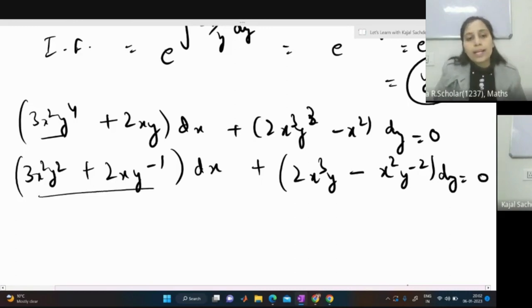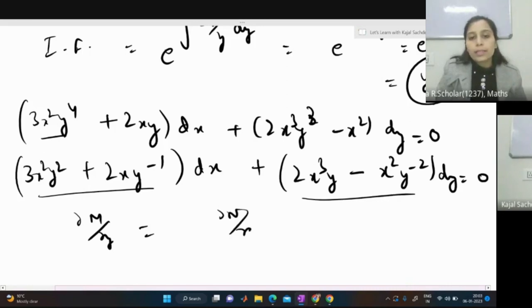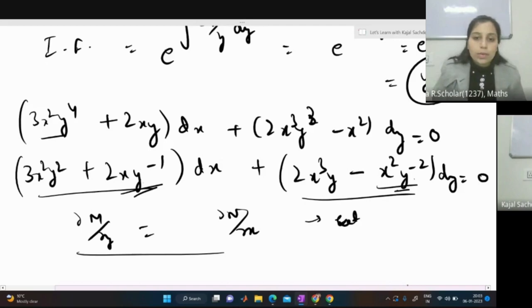Now you can check that ∂M/∂y is equal to ∂N/∂x, and this equation becomes exact. With respect to y, we get 6x²y, and from here also with respect to x, 6x²y. In the similar manner, with respect to y, −1 and 2xy⁻²... and this with respect to x, 2x²y. Okay, so this is equal and the given equation becomes exact.